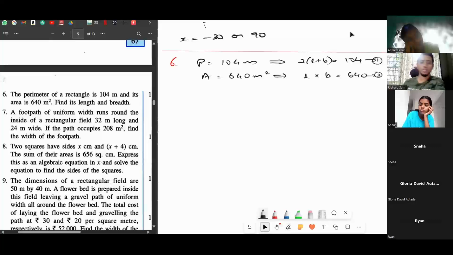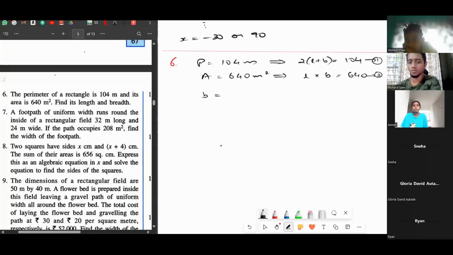Okay, Leah, we are doing the sixth question. It was homework. Perimeter of a rectangle is 104. Perimeter's formula is 2 into L plus B. So 2 into L plus B is 104. And area is 640. Area of rectangle is L into B. So instead of area is equal to 640, we can write L into B is equal to 640. Okay, so we have two equations with L and B as unknown variables. Make B the subject from the second equation.